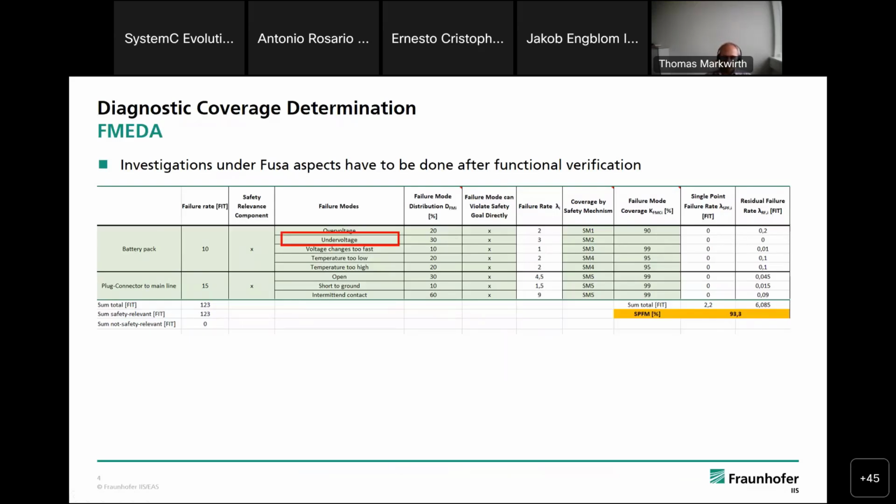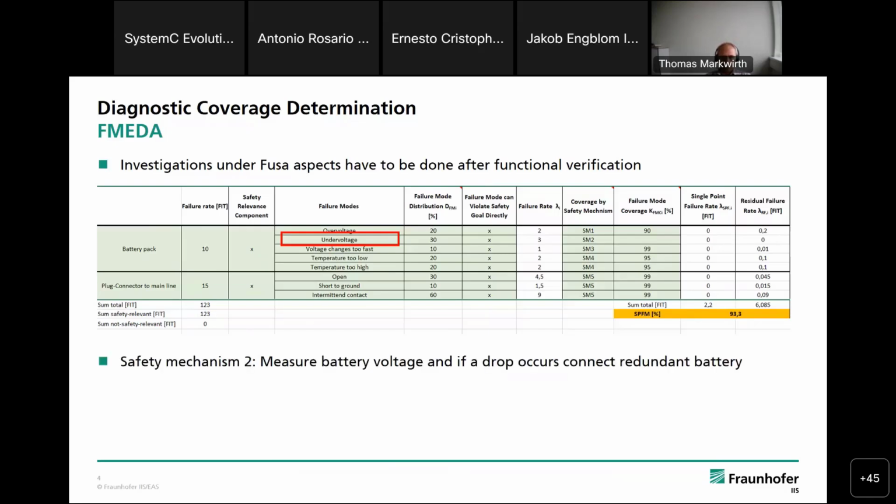So we want to demonstrate, for one example of a failure mode, what it can look like to set up such a fault simulation. We use this under voltage condition. For that under voltage condition, there is a safety mechanism SM2 available, and this is defined as a measure of the battery voltage. If a drop occurs, safety relevant components should be connected to a redundant battery. And for that, we want to calculate the failure mode coverage.